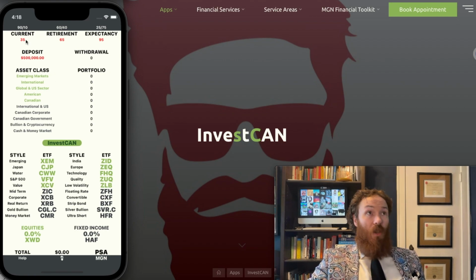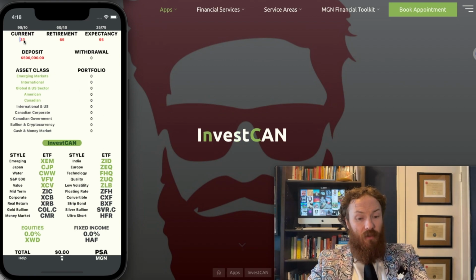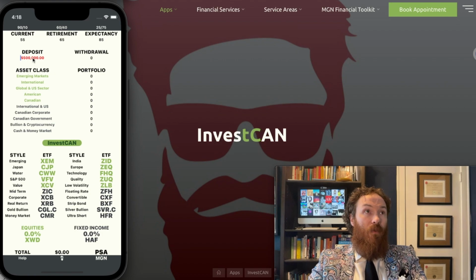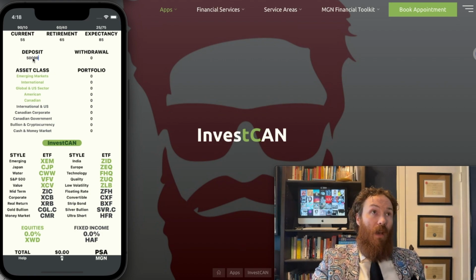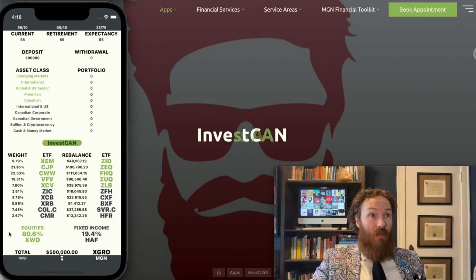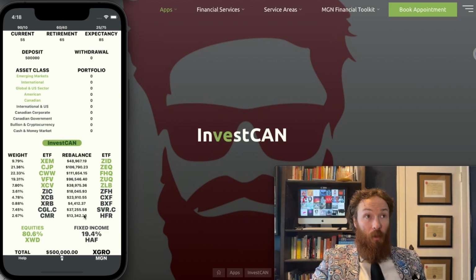Now, let's just go through the app quickly. Let's just say we're a 55-year-old, going to retire at 65 with an 85 life expectancy, and let's say you have $500,000. Here's your weights. Basically it's telling you how much to buy in each one. This is your first time purchase. You're not rebalancing. Here's your to-do list. Buy all these. A little bit of the left or right. I like ZID, for example, over here.